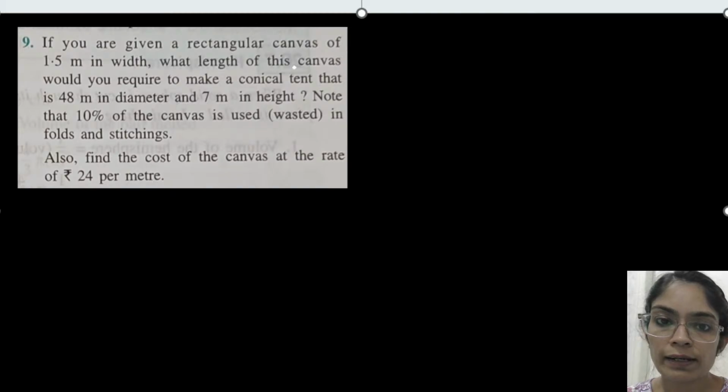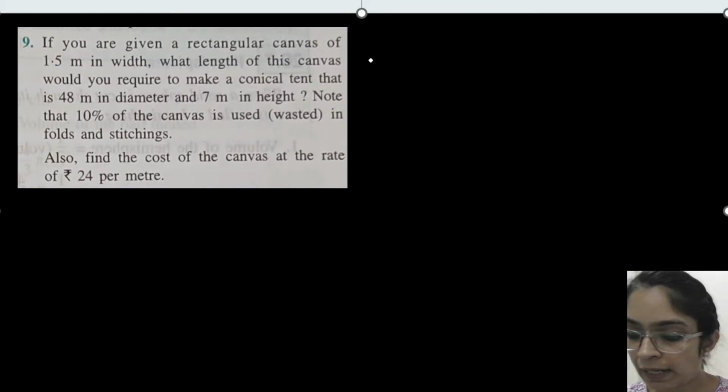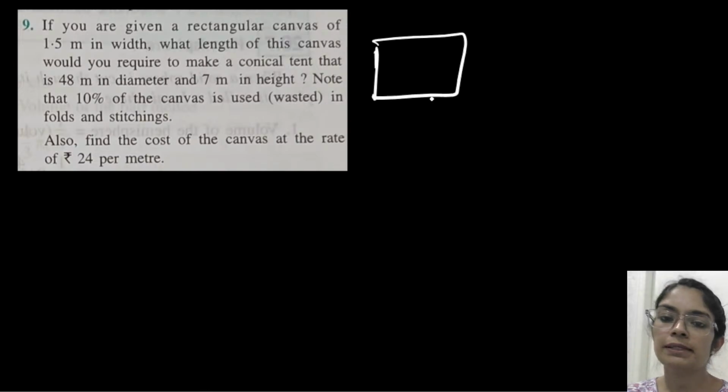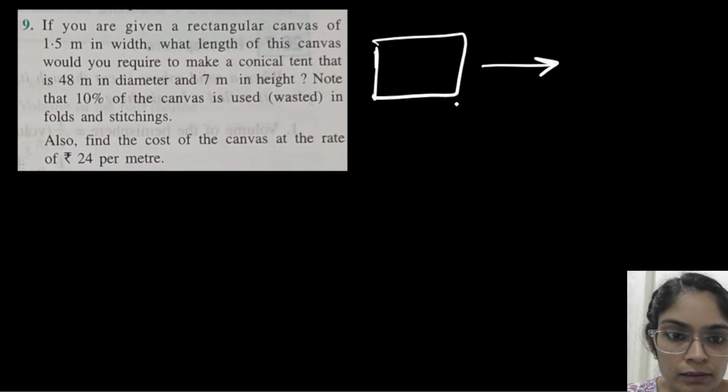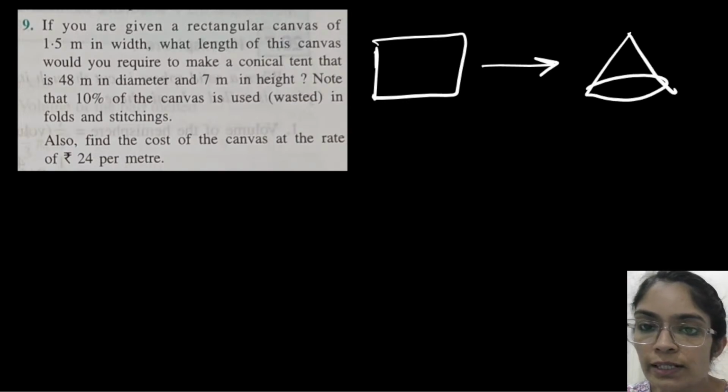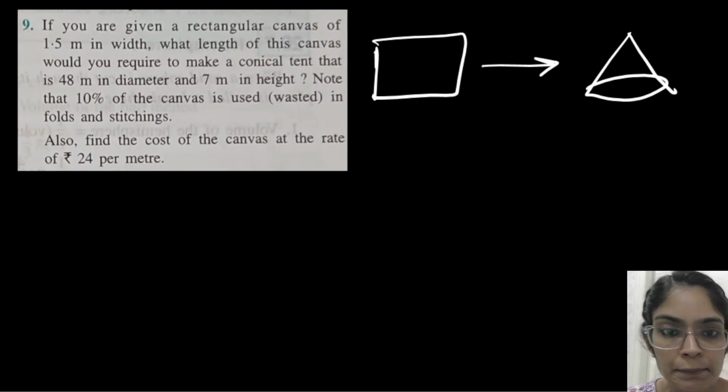If you are given a rectangular canvas, so canvas width is given to us. So there is one canvas. Canvas means like a rectangular sheet. You can see this is the canvas, and they are going to make a conical tent. This sheet is going to be used to make a conical tent. So the conical tent's dimensions are given to us.